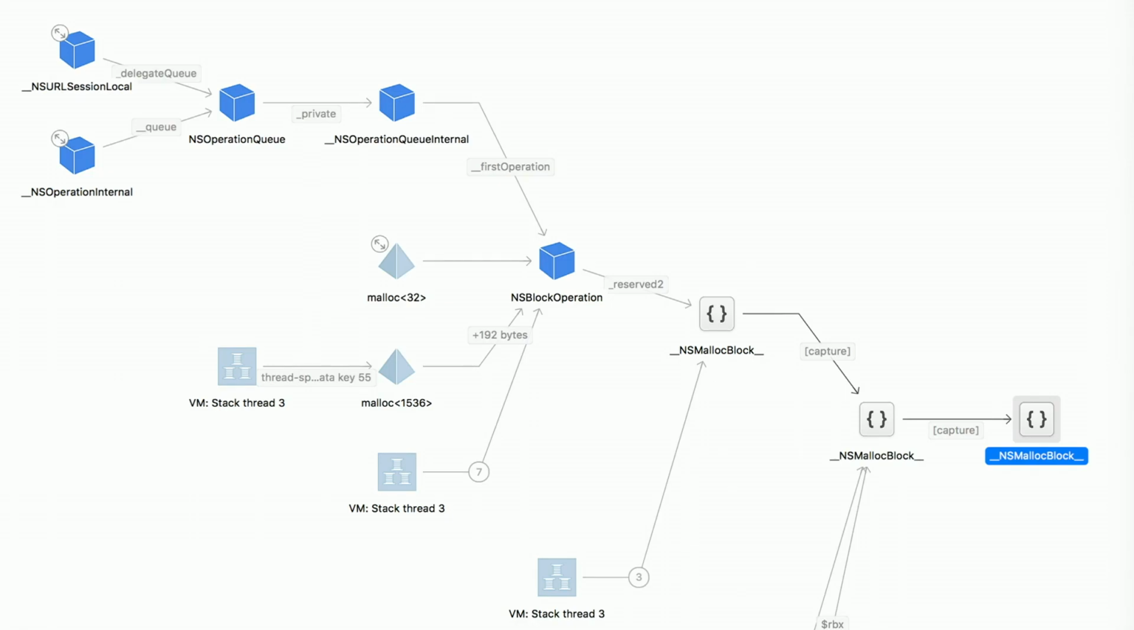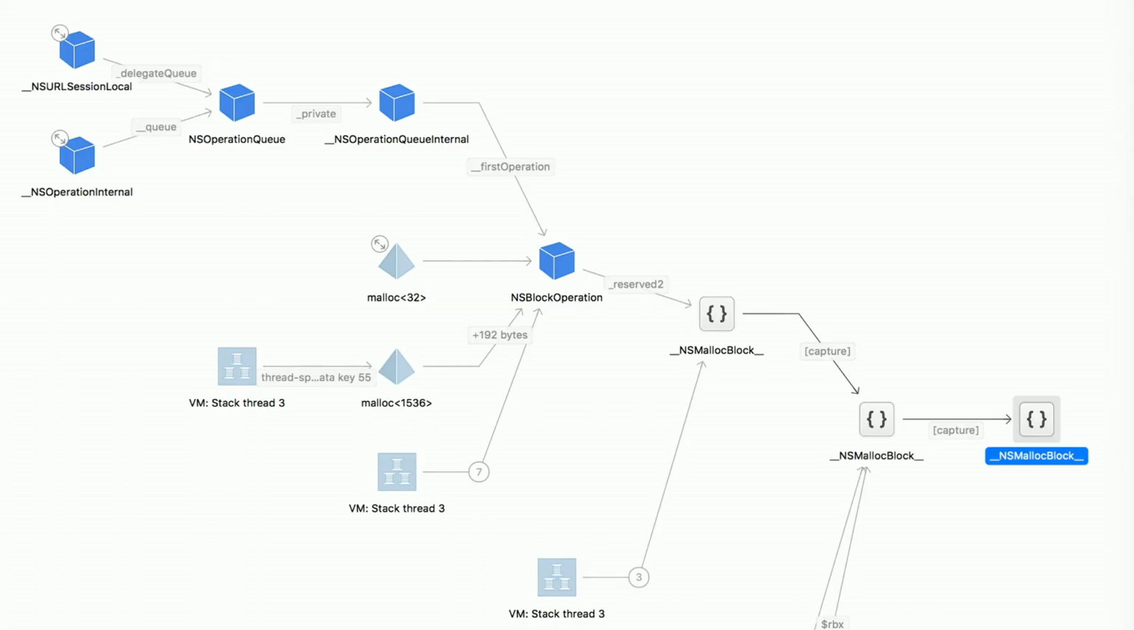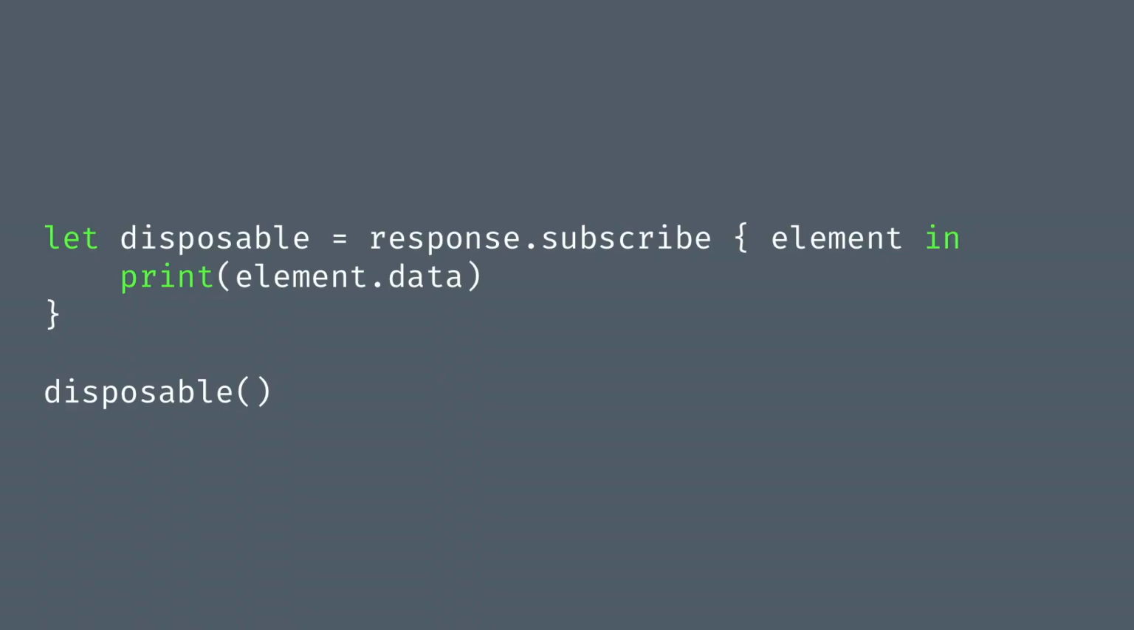because this closure here, this observer, will be retained indirectly through share and the block operation underlying the operation queue of URLSession. Because as long as the network request is running, it needs access to the observer to tell it about the response. So what we need to do is something like this. Whenever we subscribe, we need to return a disposable thing that we can call whenever we want to dispose of the subscription.